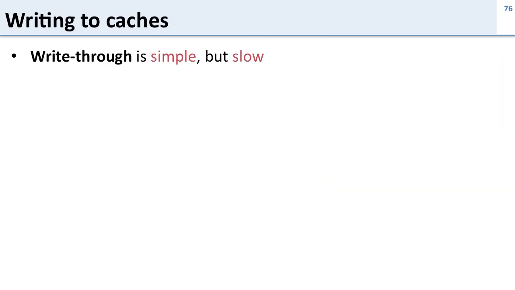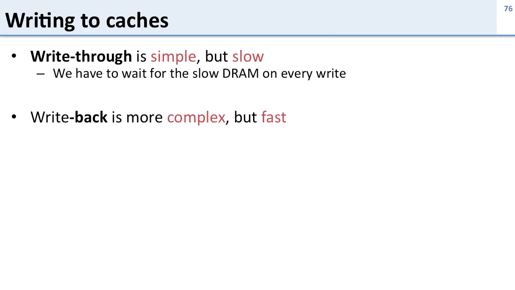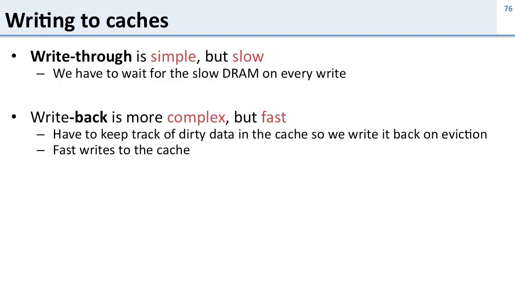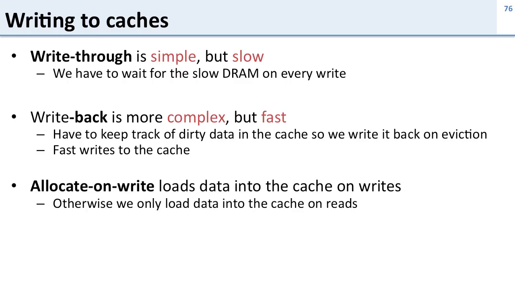So let's review writing to caches. Write through is a simple but slow approach, and write back is more complex but faster. For write through, we have to wait for the DRAM every time. Write back is much faster because we just write to the cache and don't have to wait for the DRAM, but we have to keep track of dirty data so that when we evict a line, we know if we need to write it back to DRAM.